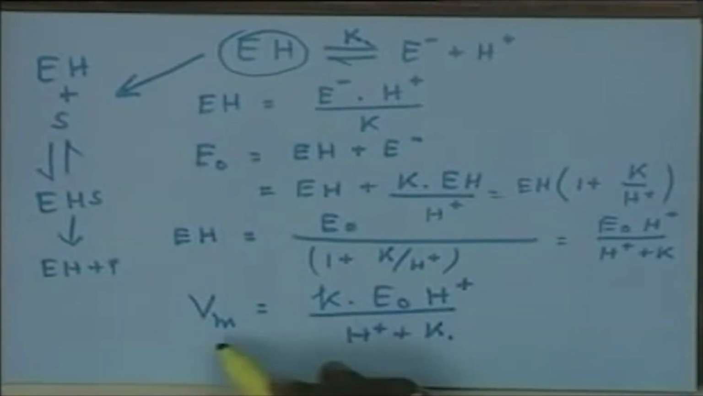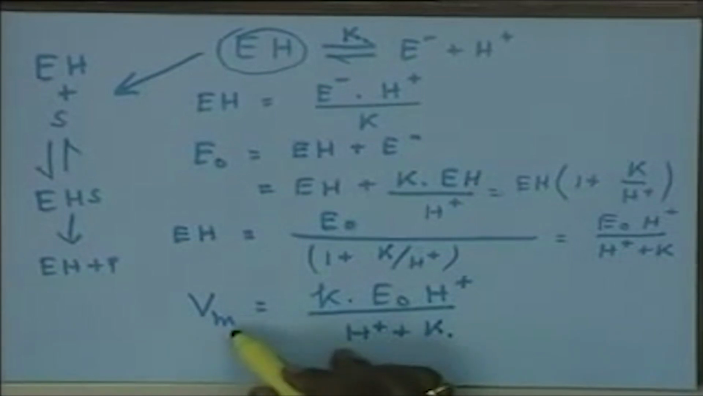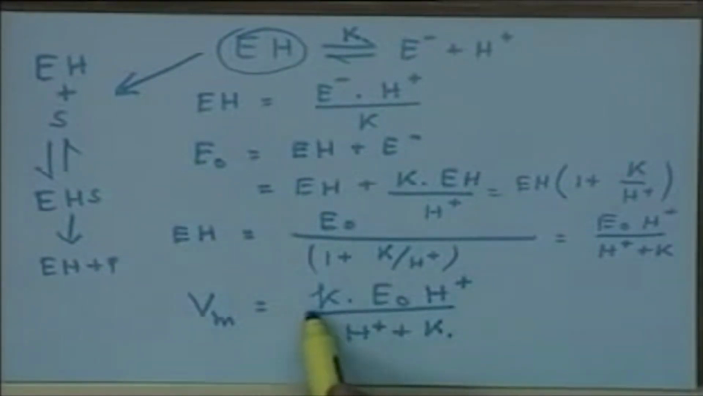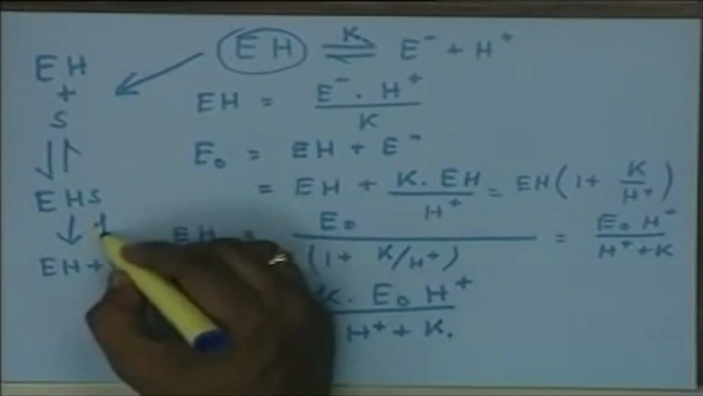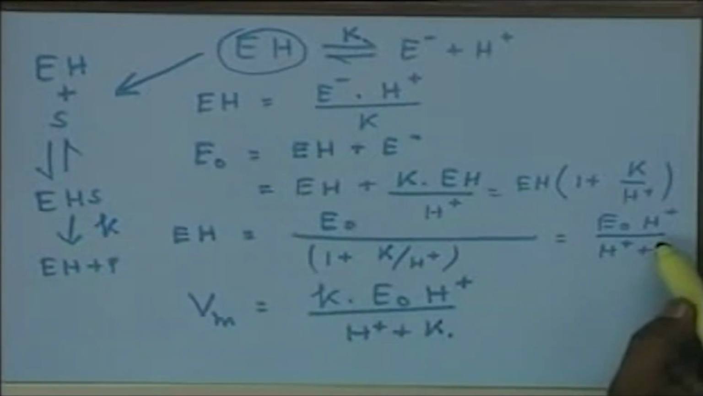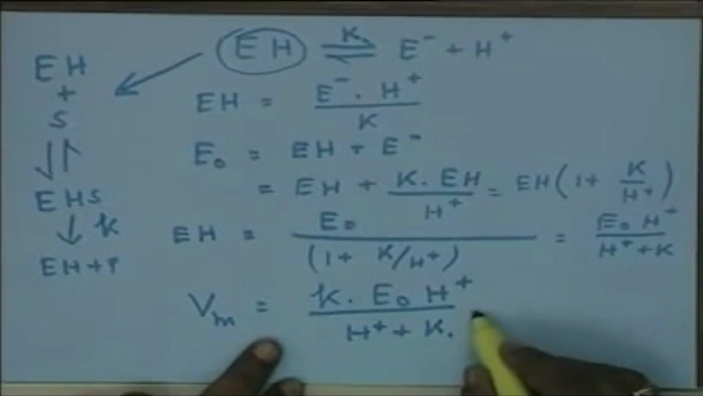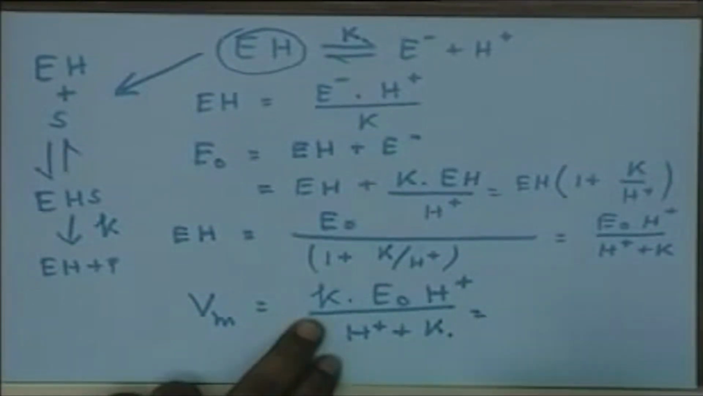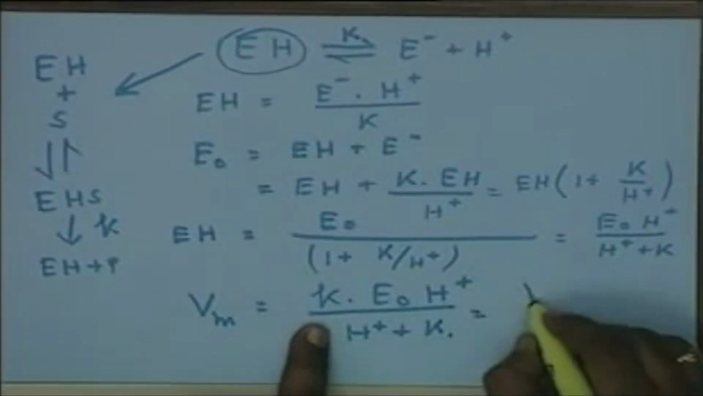Is that right? Now, the Vm will be essentially, if all the enzyme is present in the form of EH, so therefore, you multiply the rate constant k here with the concentration of EH. Now, essentially you look at that: if the total enzyme concentration is E naught, and the total enzyme is present in the form of EH, that is your Vm true.